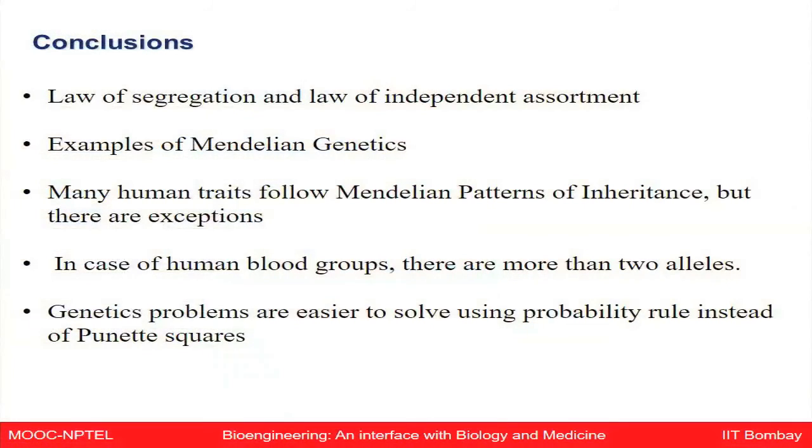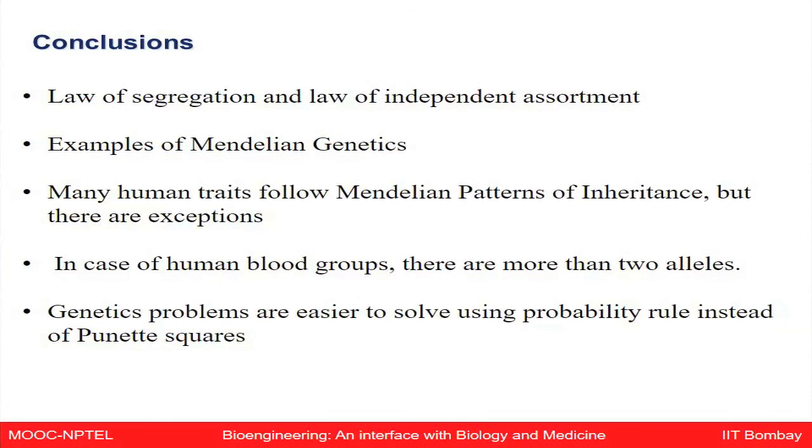In the last few lectures, you have studied the two main Mendelian laws, the law of segregation and the law of independent assortment. We have discussed some very interesting examples of Mendelian genetics. You have also seen how many human traits follow Mendelian patterns of inheritance. But you have also seen how many traits do not follow the Mendelian pattern of inheritance. For example, in the case of human blood groups, there are more than two alleles. The blood groups are not just A or B, they can also be codominant, that is AB, or else they can be neither A nor B, that is O blood group.